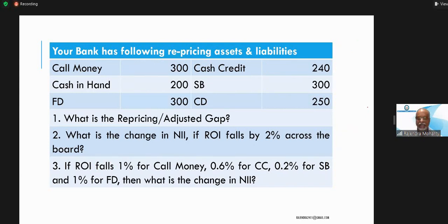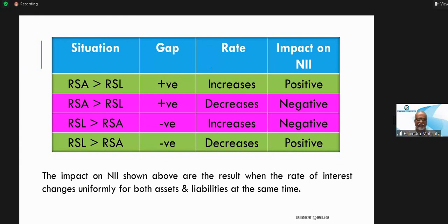Okay. So basically this is the interest rate risk gap analysis we are doing. If it is possible, you can remember this, otherwise it is not required if you follow what I have told you. Basically, when rate sensitive assets are more than rate sensitive liabilities, the gap is positive. Now if the rate of interest increases, the impact on NII will be positive.